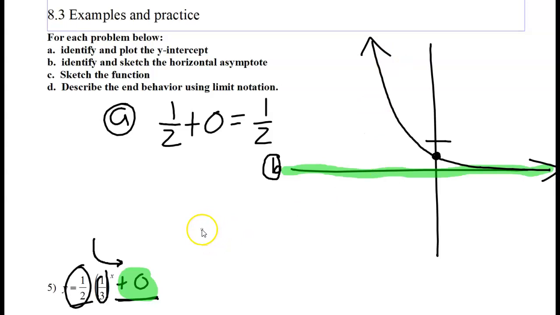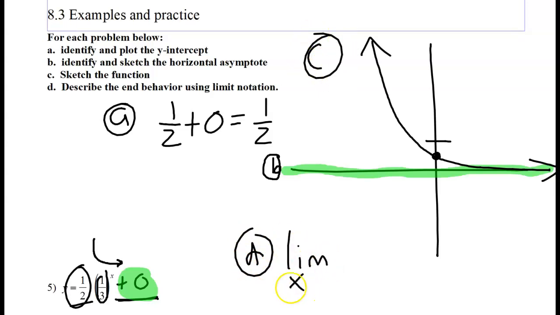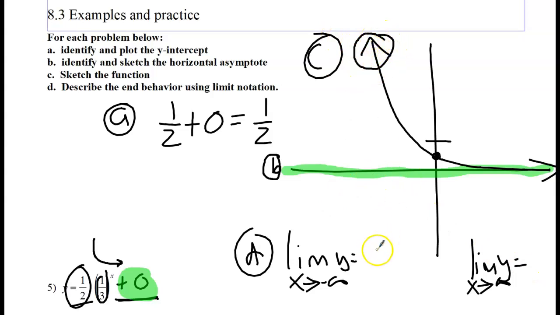Now we got to do our end behavior here, so let's do part D. We've got our graph, C. The limit as x approaches negative infinity will tell me what's happening on the left side of my graph. And the limit as x approaches positive infinity will tell me what's happening on the right side of my graph. So on the left side, it's going up, so that would be positive infinity. On the right side, it's getting closer to the horizontal asymptote, which is 0.